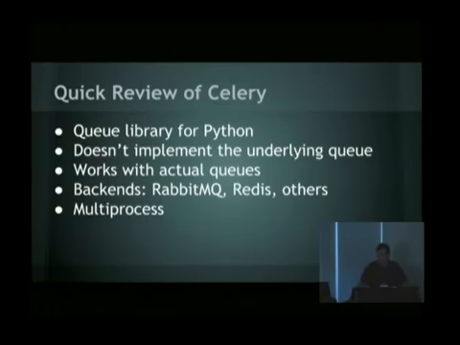Most of the time, people use RabbitMQ as their queuing library when they're using Celery. You can also use Redis. I believe you can actually use Postgres as a backend, one of the options. There's several other backends, but Celery was really built to work with RabbitMQ. It has a lot of specific stuff to make it work well with RabbitMQ, and it uses the AMQP protocol to talk to RabbitMQ.